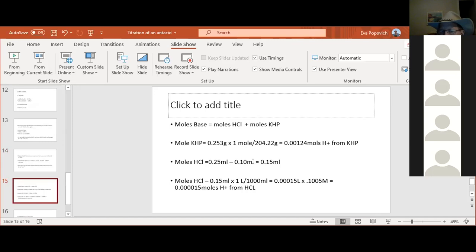Now, remember, my final volume with HCl was 0.25. My original was 0.10. I used 0.15 milliliters of HCl. So I take my 0.15 milliliters. This number is going to be very, very small because I have to divide my milliliters by 1,000. This gives me 0.00015 liters times my molarity of my HCl. So this ends up being 0.00015 moles of H plus from my HCl. So I need to add this number to this number to get my moles of base.